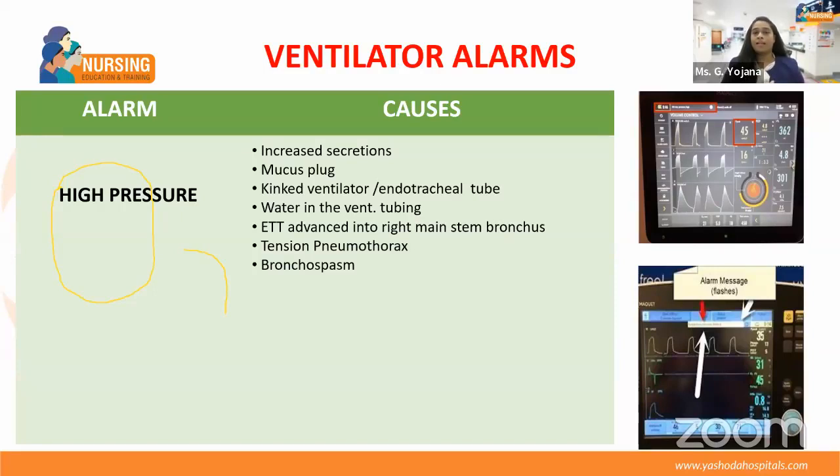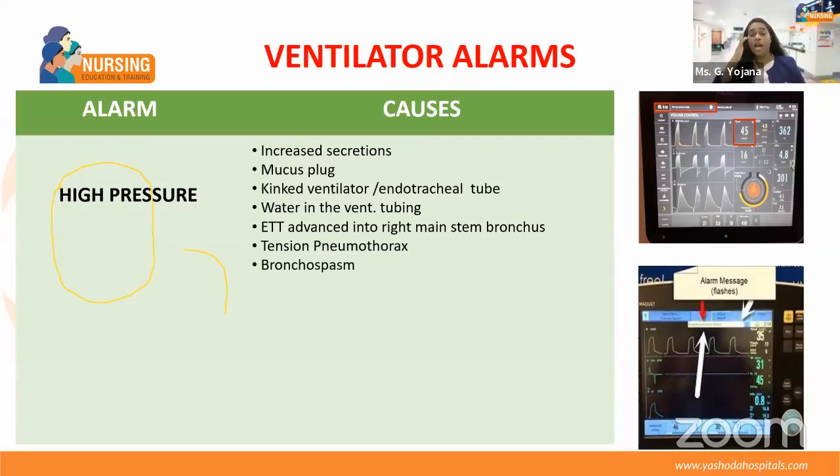So why will we get a high pressure alarm? High pressure means there is a problem when the ventilator is giving the volume and the pressure is too high, so that it is not able to ventilate the patient. That is when you get the high pressure alarm. So whenever you see an alarm, you need to assess externally and internally.